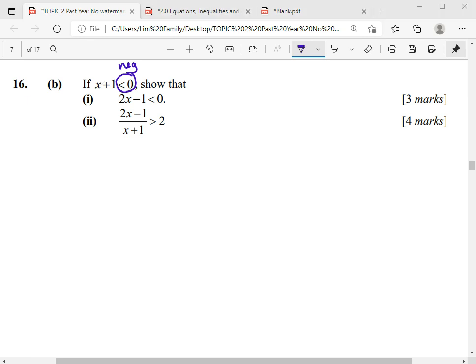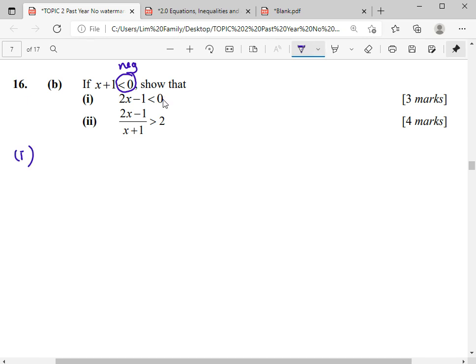Okay, so when the question says x plus 1 must be negative, we must find the factor of x plus 1 so that we can identify what happened to our 2x minus 1 divided by x plus 1. We have to show that because x plus 1 is negative, this 2x minus 1 also becomes negative. That's what we need to show.